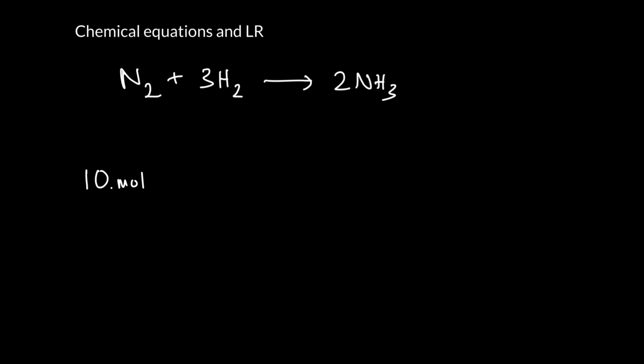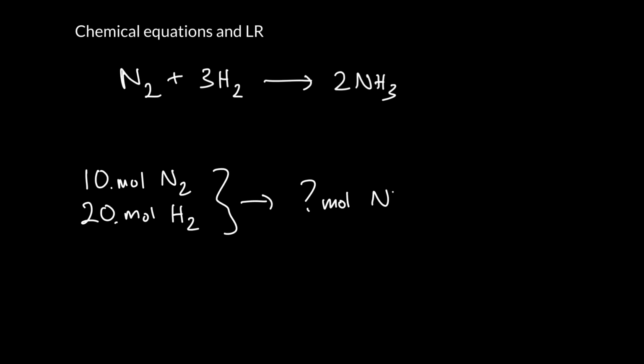So rather than pieces of bread and cheese, we can do the same thing with nitrogen and hydrogen. For instance, if we have nitrogen and 3 hydrogen going to make 2 ammonias, we might ask ourselves, if we had, say, 10 moles of nitrogen, and perhaps we have 20 moles of hydrogen, how many moles of ammonia can we make?